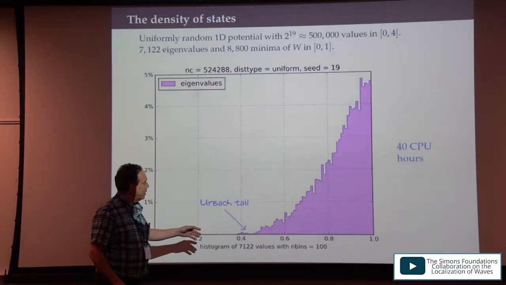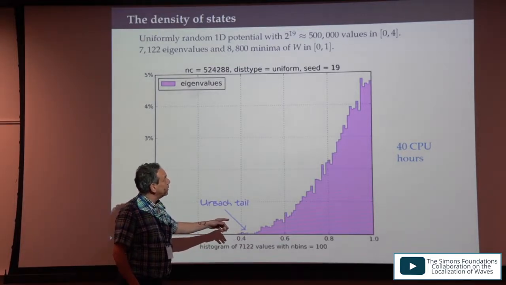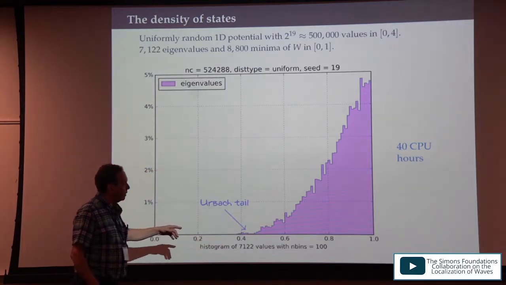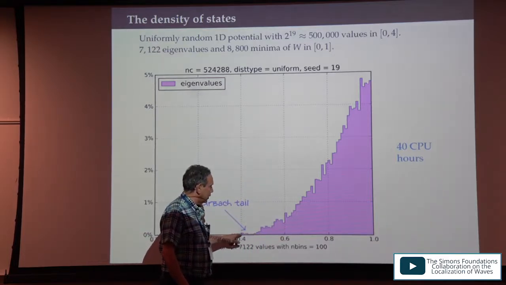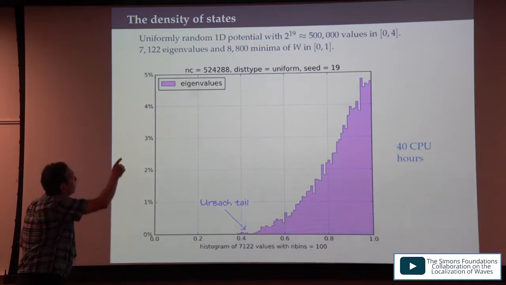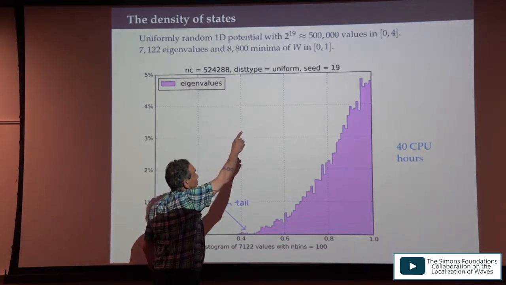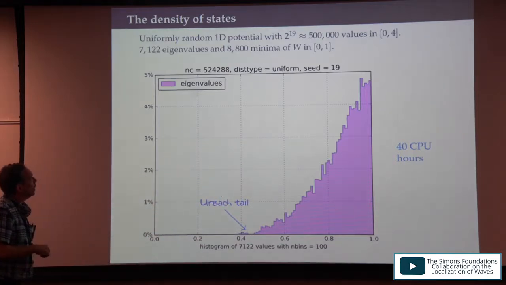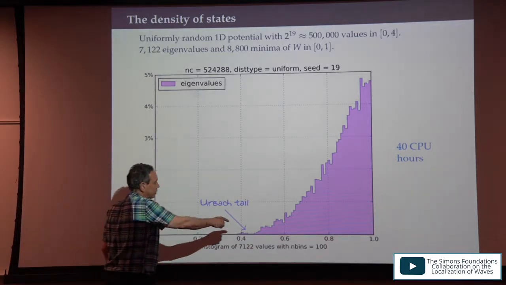So this is the situation of computing. This is the density of states, not the integrated density of states. So this is a histogram of the eigenvalues from the lowest one over here up to all the eigenvalues less than 1, computed. This was another one of those 1D potentials, only this one had 500,000 pieces with amplitude going from 0 to 4. And there it has 7,000 eigenvalues less than 1, and here's the histogram.